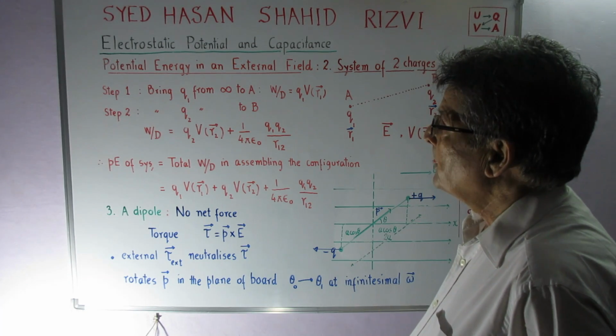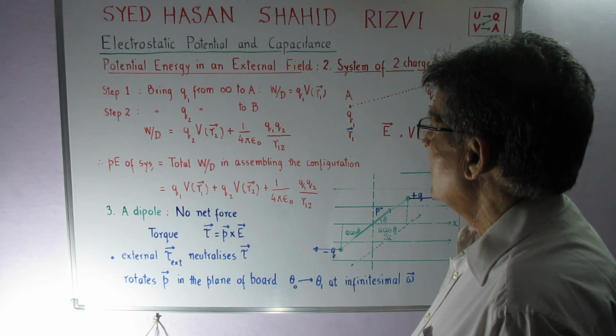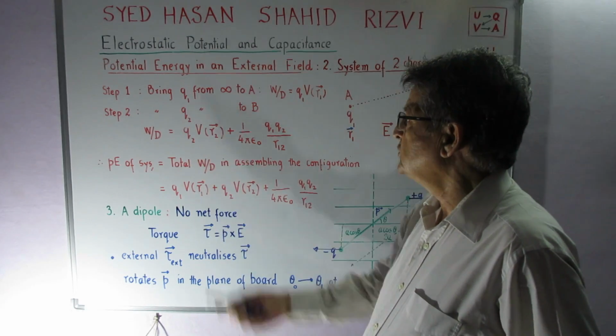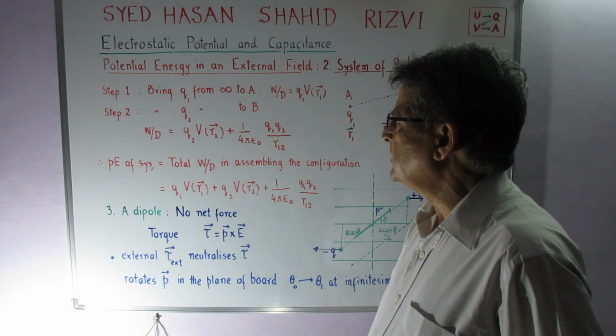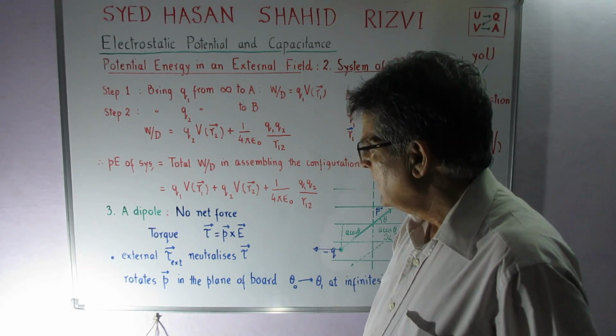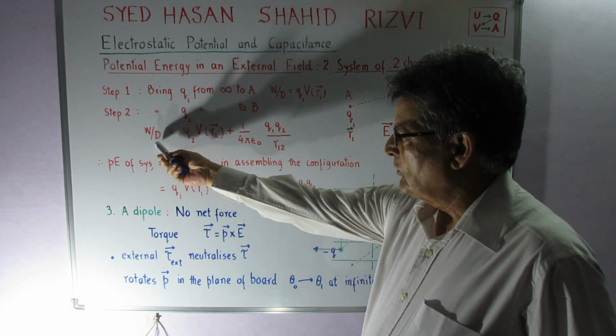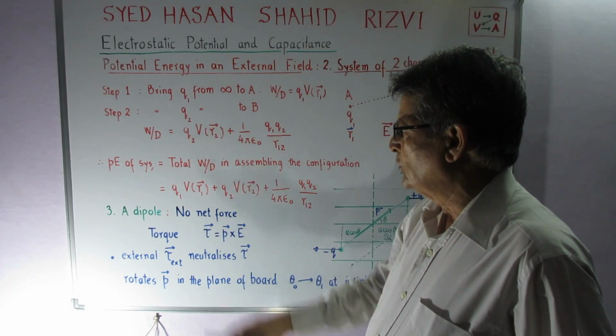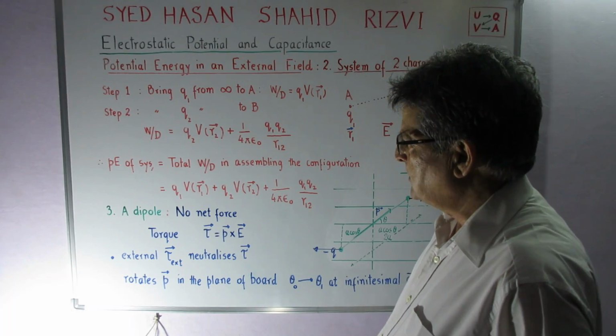Then step 2, I bring the charge Q2 from infinity to the point P. So one of the factors in the work done will be equal to Q2 V(R2).